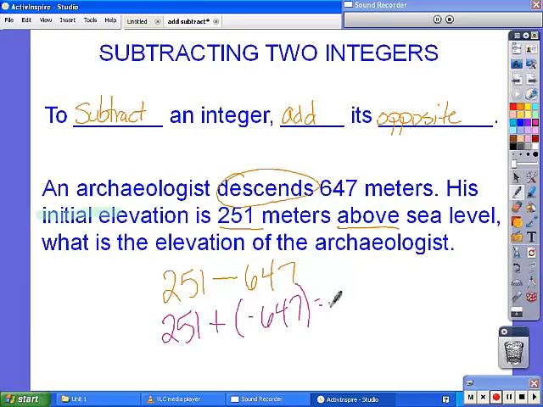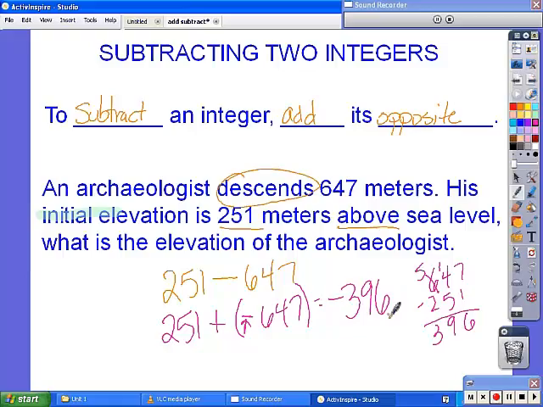All right, so think back to earlier. Signs are different. Take the absolute value. 647 is bigger than 251, and it happens to be a negative, so we know our answer is going to be negative. And then 647 minus 251, go old school, 7 minus 1 is 6. Well, we have to borrow. 14 minus 5 is 9. 5 minus 2 is 3. So negative 396. We're trying to do this without a calculator just to make sure we do have some basic facts.